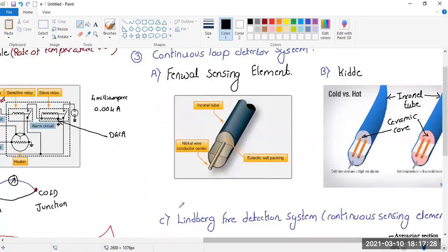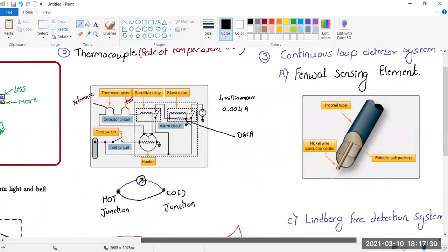I hope you have understood the concept. Very, very simple. There are two junctions. One is the reference junction, another one is the hot junction. Whenever there is a difference in the temperature, that is rate of temperature rise, both will show an increase in the temperature, but this will go slowly upward and this will go very fast upward. So whenever this difference is created, the voltage is induced, which causes the current.